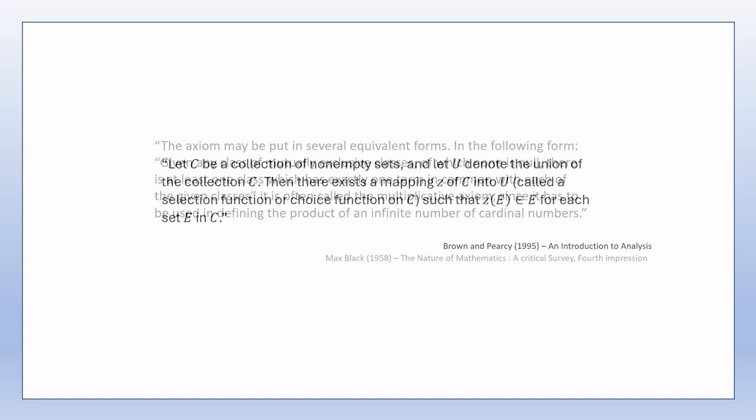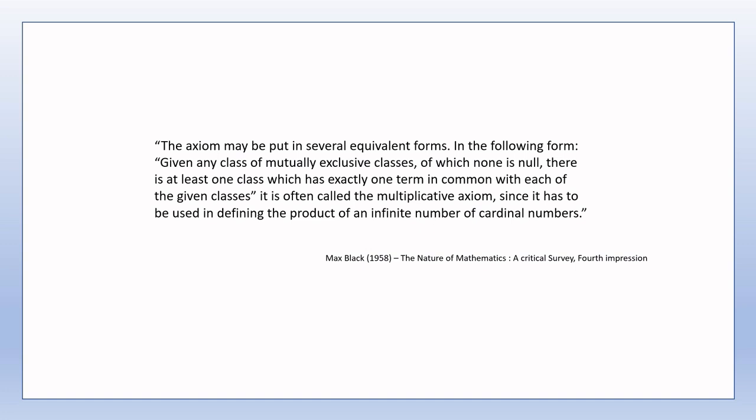In Max Black's The Nature of Mathematics we read, given any class of mutually exclusive classes of which none is null, there is at least one class which has exactly one term in common with each of the given classes. Black goes on to say that this formulation of the Axiom of Choice is often called the multiplicative axiom, since it has been used in defining the product of an infinite number of cardinal numbers.